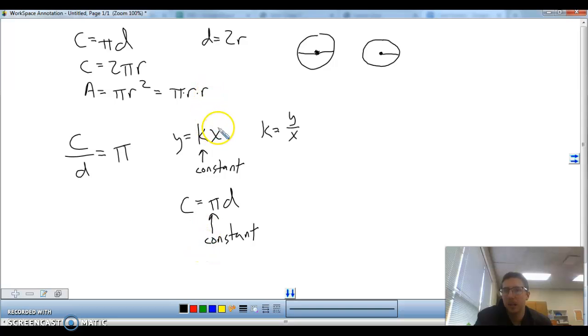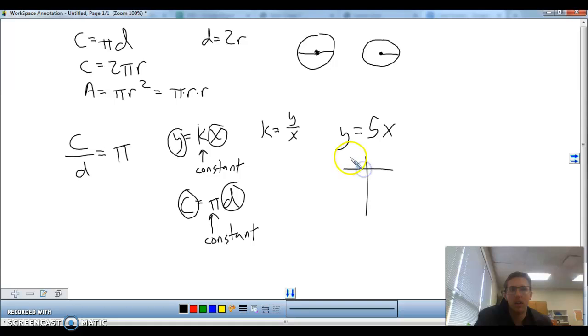So the independent variable is this x and this d. The y is the dependent, same as circumference. Y depends on what you put in for x. Whatever you put in for x, you multiply by the constant. For example, y equals 5x. Well, you can make a chart. Okay, you could put 1, 2, 3 in for x. Well, when you put 1 in for x, 5 times 1, y would be 5. 2 in for x, y would be 10. 3 in for x, y would be 15.